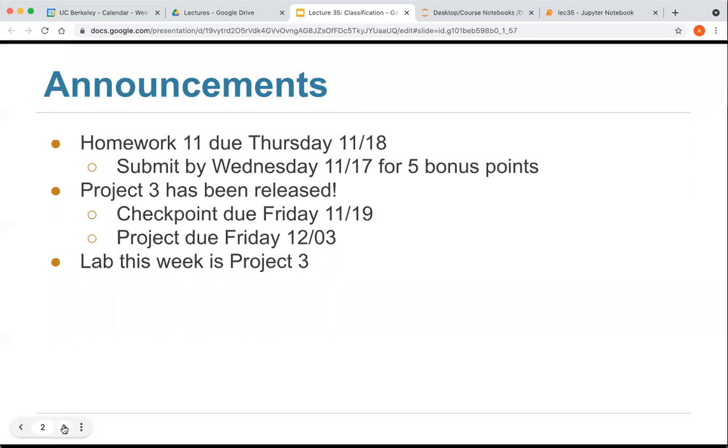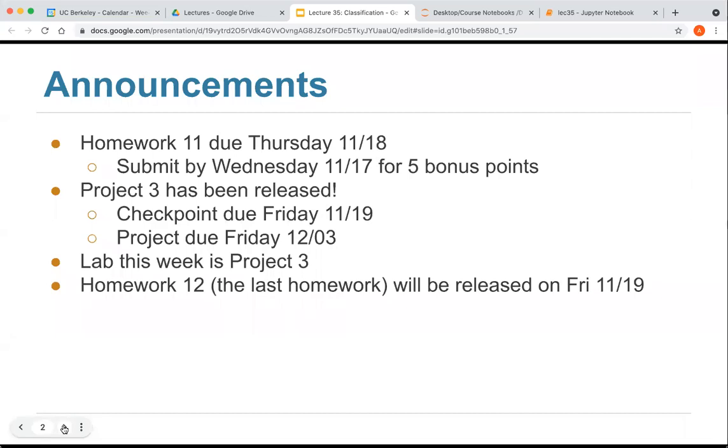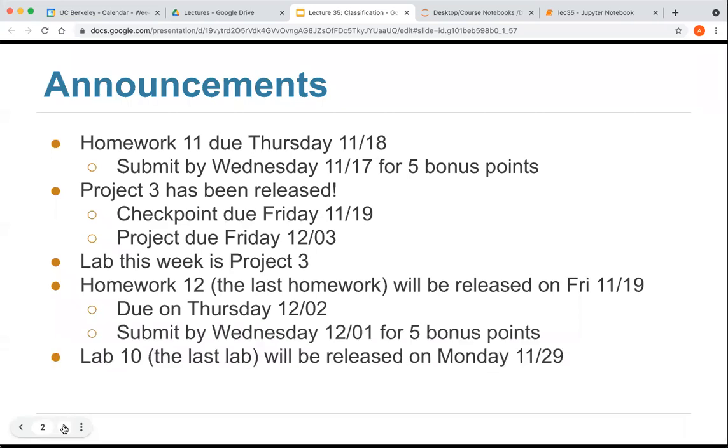And then there will be a homework that will be released this Friday. That is the last homework. Correct me if I'm wrong, but I believe that is the last homework. And that will be due after the Thanksgiving break. We really didn't want to make anything due the night of Thursday, Thanksgiving. And the very last lab will be released after Thanksgiving. That's a fun lab. And that's it.